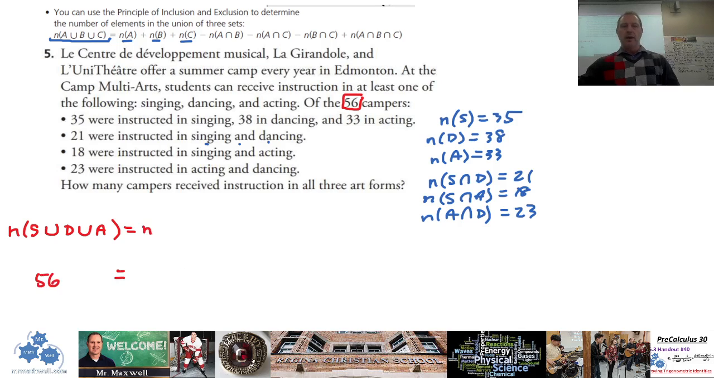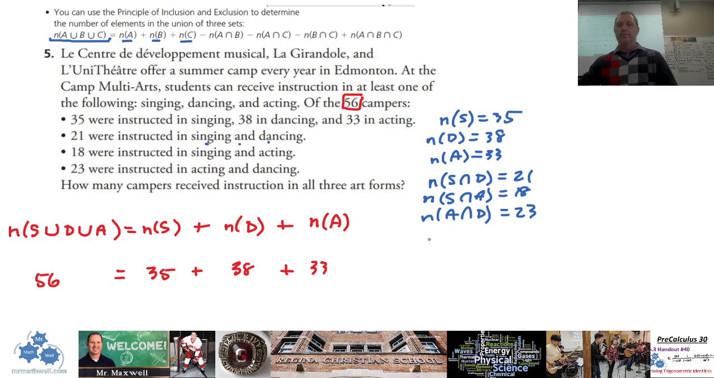Now, what's next in this? Well, the number of singing, which we said was 35, so I'll put that underneath there. And the number of dancing, that's 38. And the number of acting, that's going to be 33. Okay, so for the rest of this, look at this: we have to subtract the number of singing and dancing.